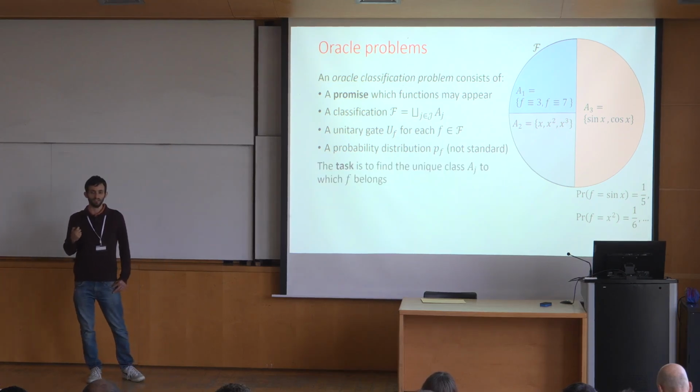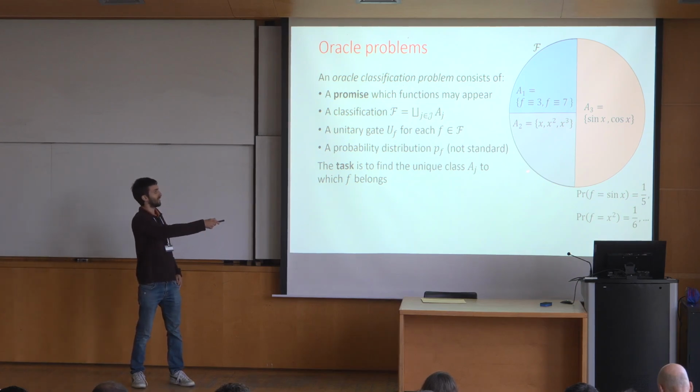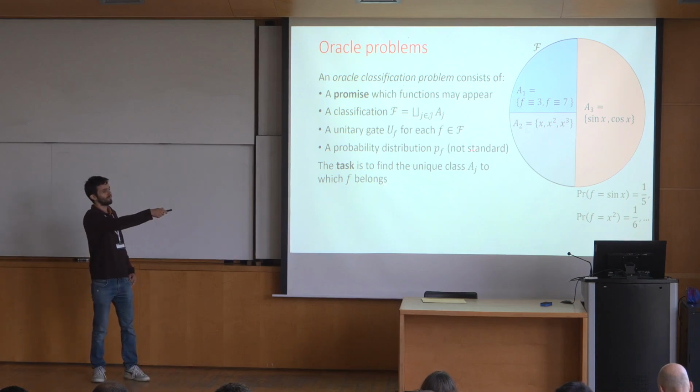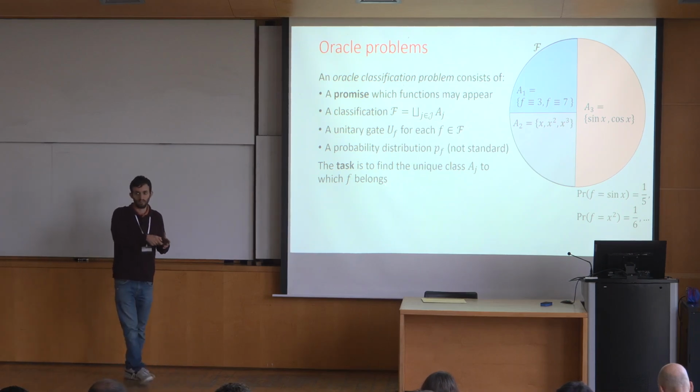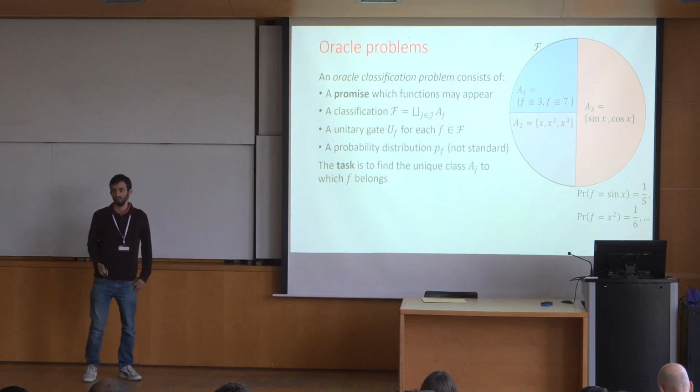And the classification task is to classify the oracles. So we want to find which class, what is the unique class to which f belongs. For example, here we have some black box, and in the black box we have some function, and we want to find whether the function is constant or a polynomial or a trigonometric function.